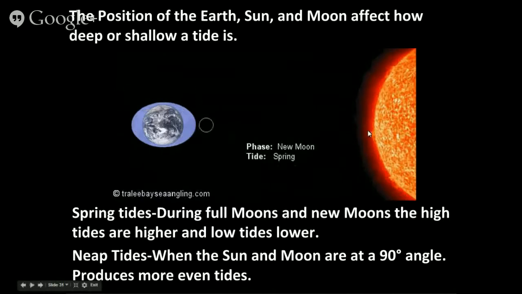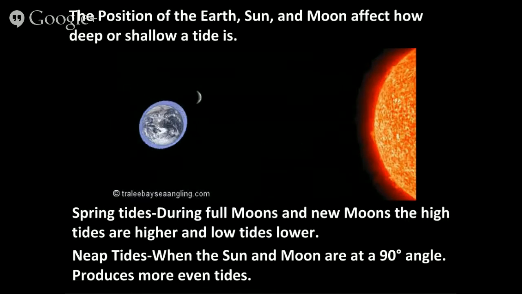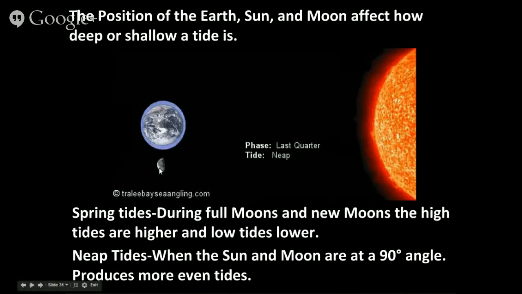If the Earth, Sun, and Moon are all directly in a line, we call it a spring tide, and it causes higher high tides and lower low tides. You can see in this picture, spring tides, the water bulges outwards just a bit more. Neap tides are our other option, and when the Sun and Moon are at a 90-degree angle, we know that's during our first quarter and last quarter moons. It produces more even tides. So that means the high tides will not be as high and the low tides will not be as low. There'll be less of a difference between high and low tides.